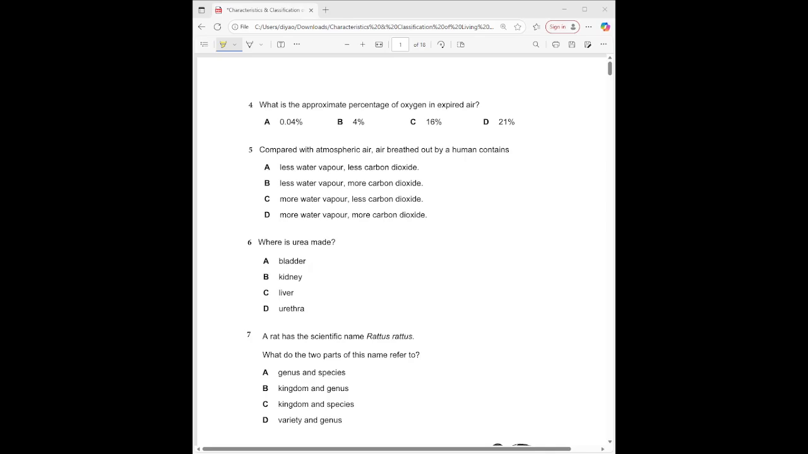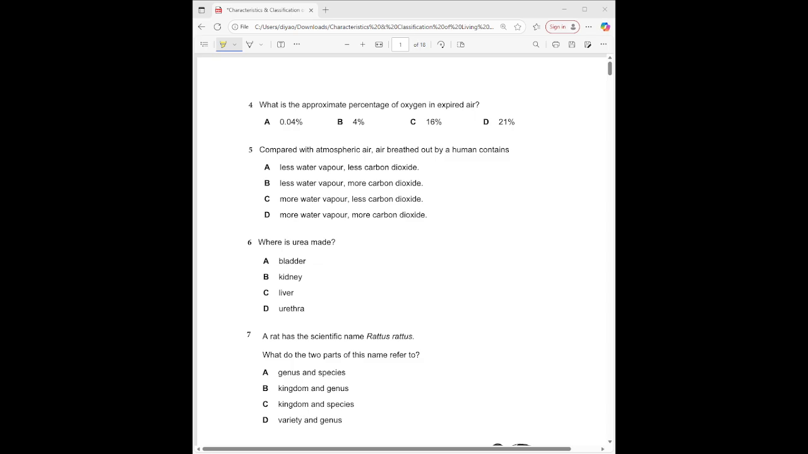Hello everybody, today we're going to be learning biology, and in biology we're going to be learning characteristics and classification of living organisms. Here we have a question from PMT Physics Maths Tutor. What is the approximate percentage of oxygen in expired air? The question is about the percentage of oxygen that all living organisms expire.